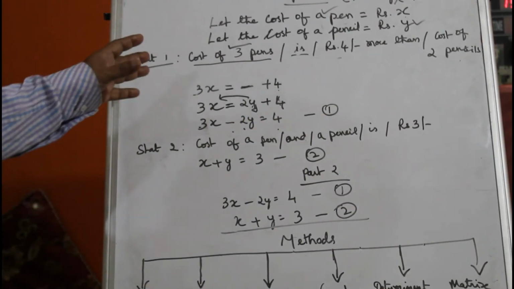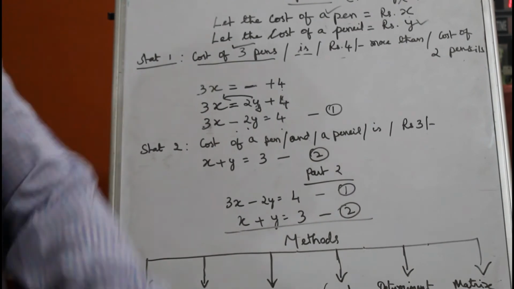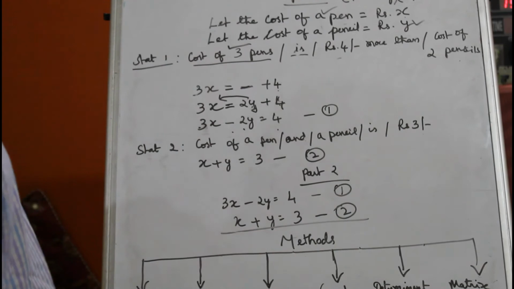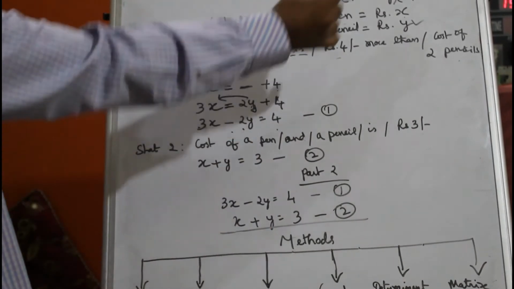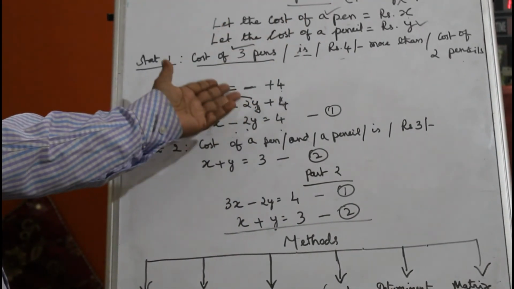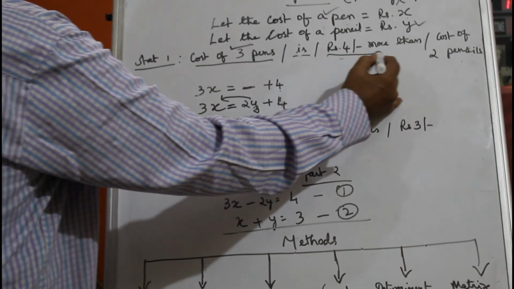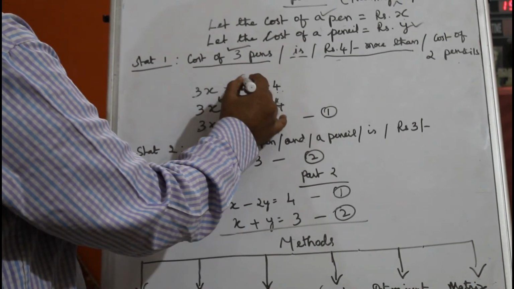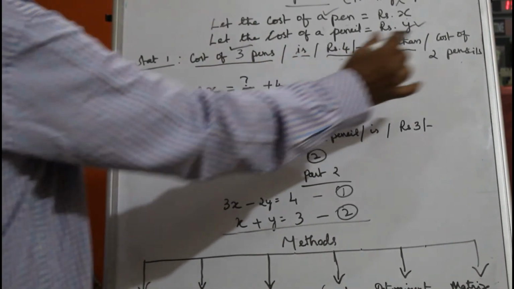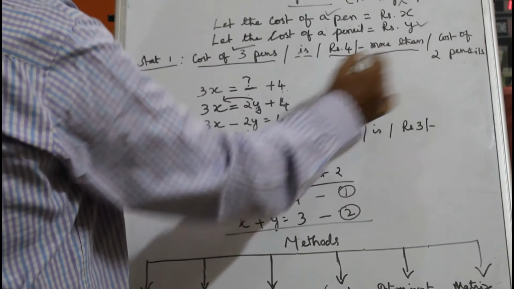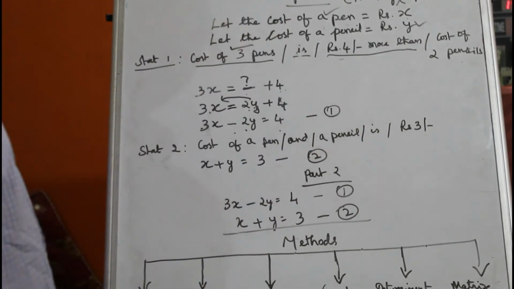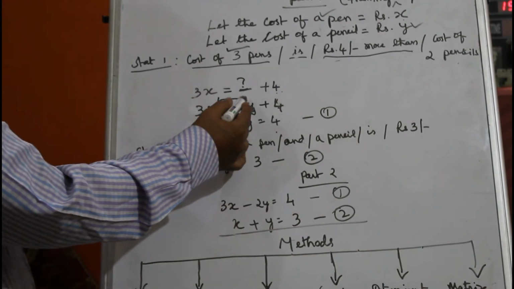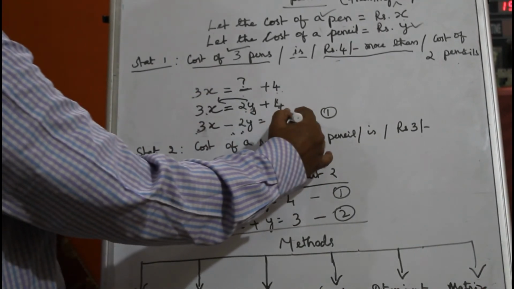So again I repeat statement 1. They give statements like this. For 2 unknowns they give 2 statements. Cost of 3 pens means 3X, that's what we wrote here, because 1 pen is X rupees. Is means is equal to. 4 more than means greater than, so put plus 4, greater than something. This is actually what? More than 2 pencils. 1 pencil Y means 3X equal to 2Y plus 4. So 4 more than 2 pencils. Now bring the unknown letters one side. 3X minus 2Y equal to 4.